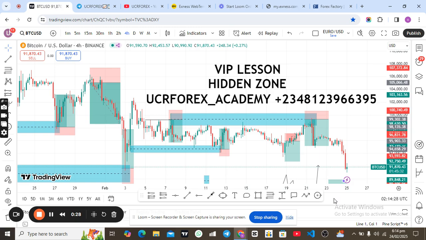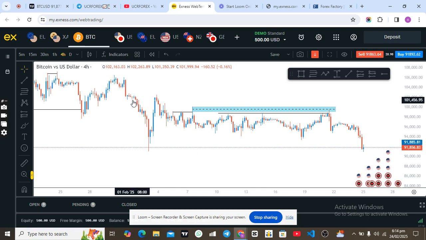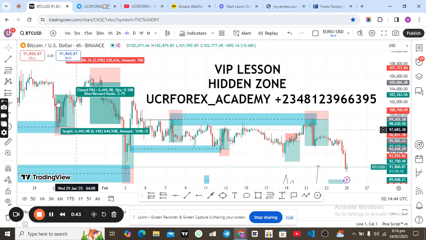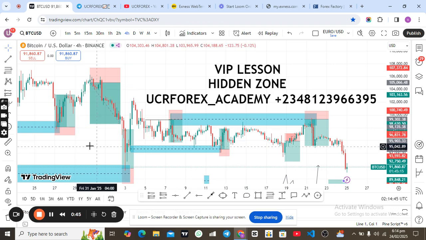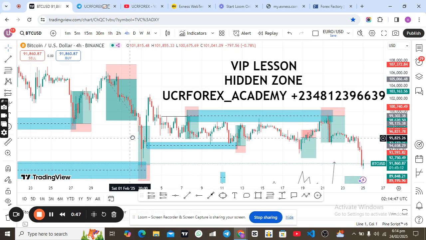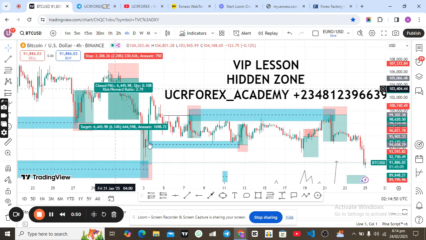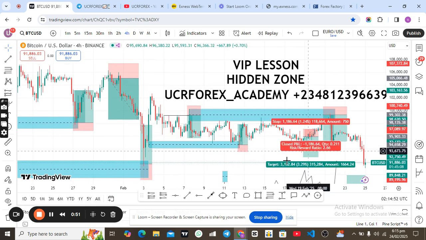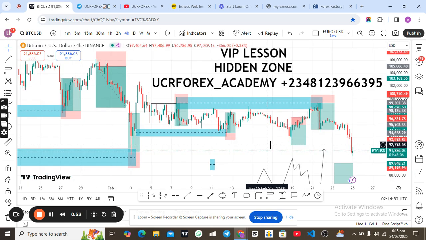Then we will go to the live chart using the XNET backtesting tool. We're going to use that particular tool to play price backward to see how to practicalize this hidden zone. We're going to try to backtest how this hidden zone has worked, and see how I was able to get all these entries you are seeing on the screen, so that you will come to understand how you can make use of hidden zone.